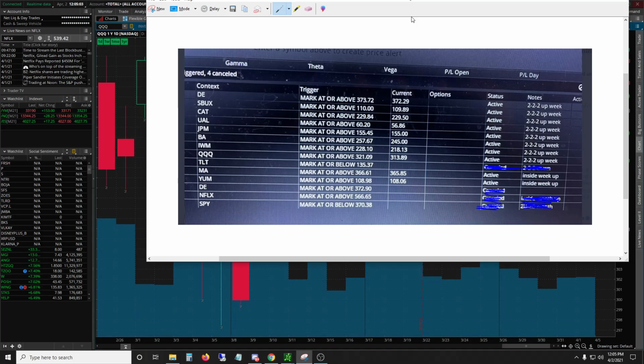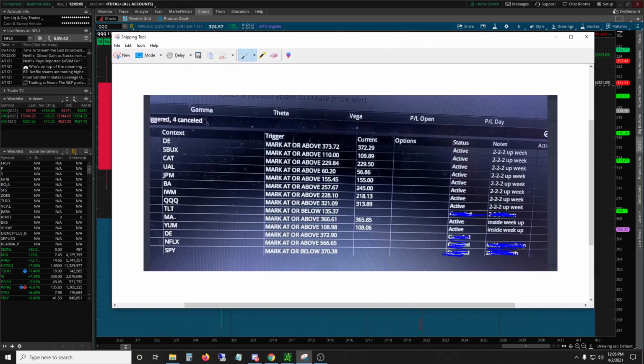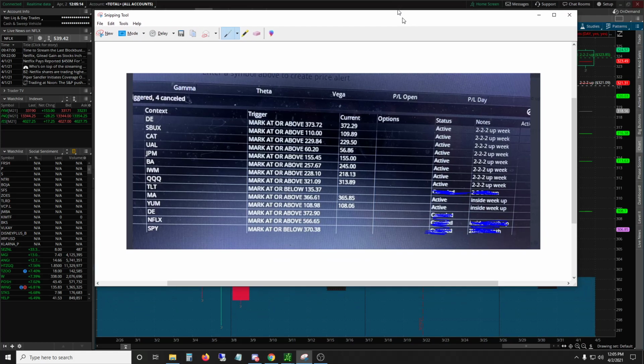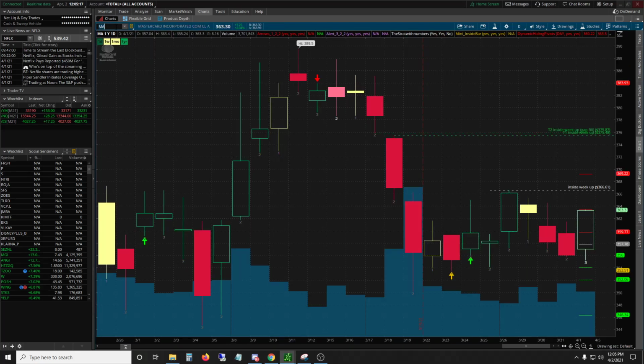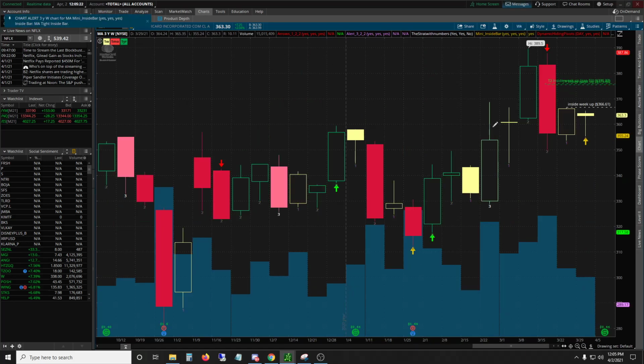The next one on the list that I didn't cancel out would have been MA. I think that's MasterCard, inside week up. We look at the weekly chart. A break above here didn't trigger, so no good on that one. Nothing to do.